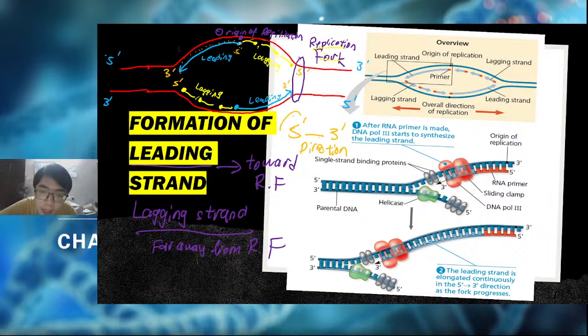Ini kena ingat. In examinations, normally in OBJ questions and true-false questions, ini akan keluar. So if you mengelirukan, rugi lah. Ini tak boleh buat salah lah. So it is in the 5 prime to 3 prime direction. Okay. Ini overview sahaja.